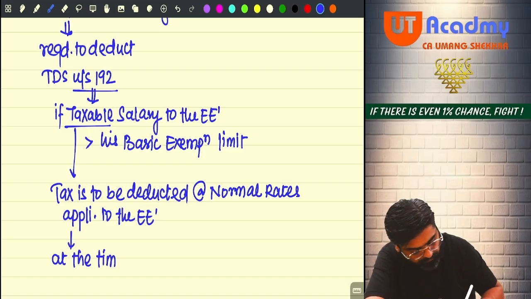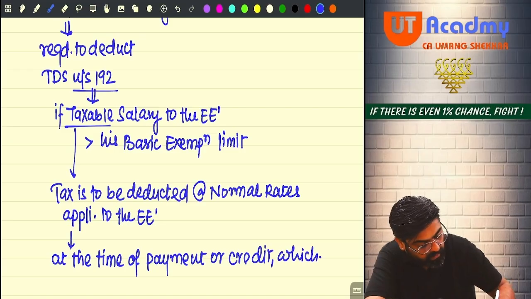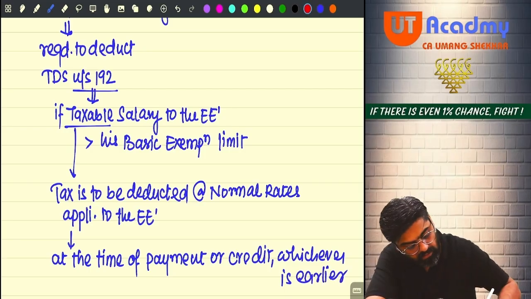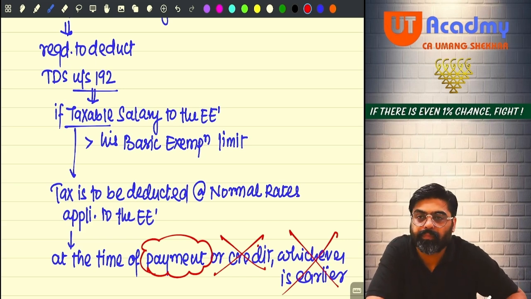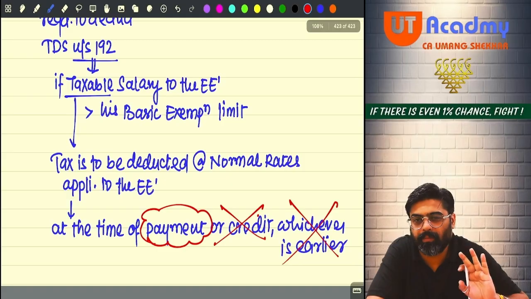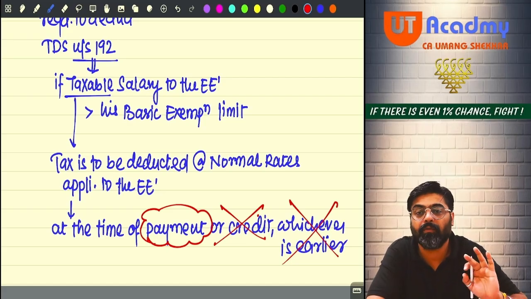at the time of payment or credit, whichever is earlier. For all the payments under the TDS chapter, the majority of the payments, you will see that the TDS is to be deducted at the time of payment or credit, whichever happens earlier.